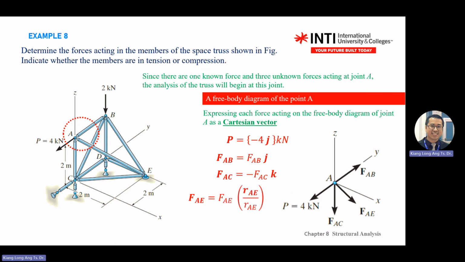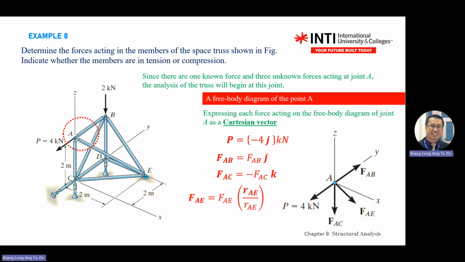FAE is not along X, Y or Z, but at a certain angle. So it's FU, where U can be written as the vector R divided by the magnitude of the vector. You should be familiar with this already. The rest is just substitution.